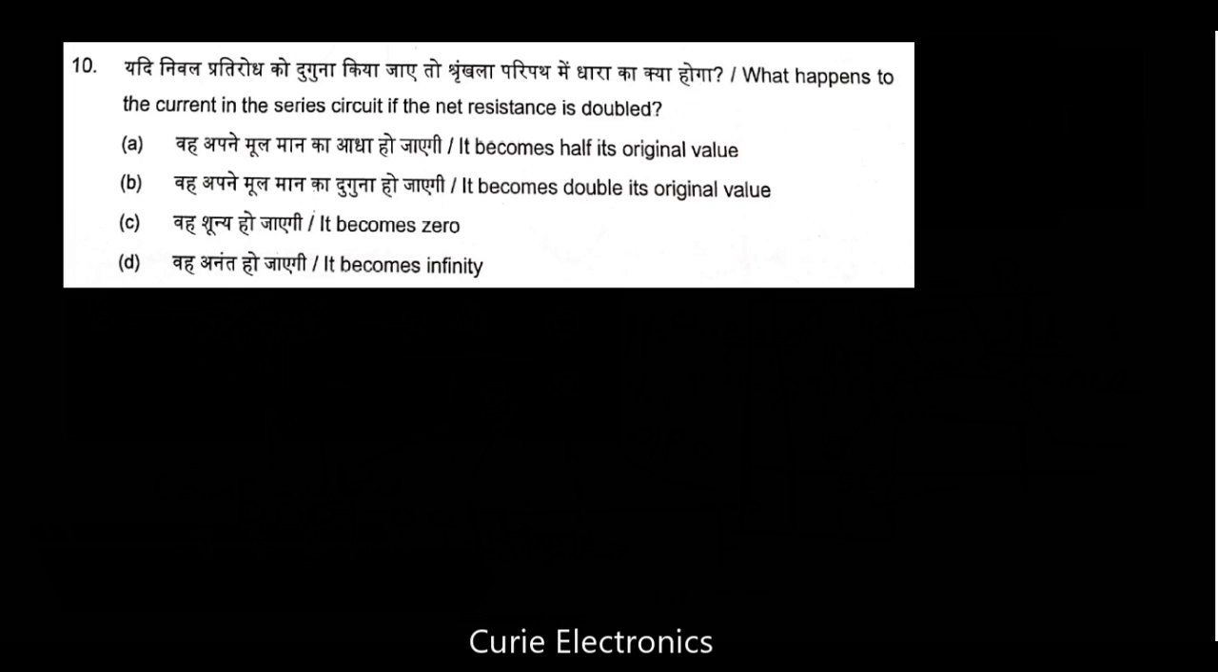Question number 10. What happens to the current in the series circuit if the net resistance is doubled? So this is based on Ohm's law. What Ohm's law says, V equals IR. Now what we have to find out is the current. Circuit current I equals V upon R. This is the first condition. What happens to the current in the series circuit if the net resistance is doubled?